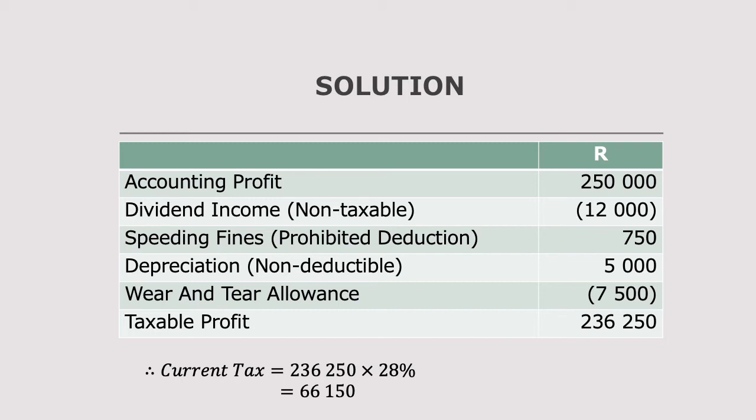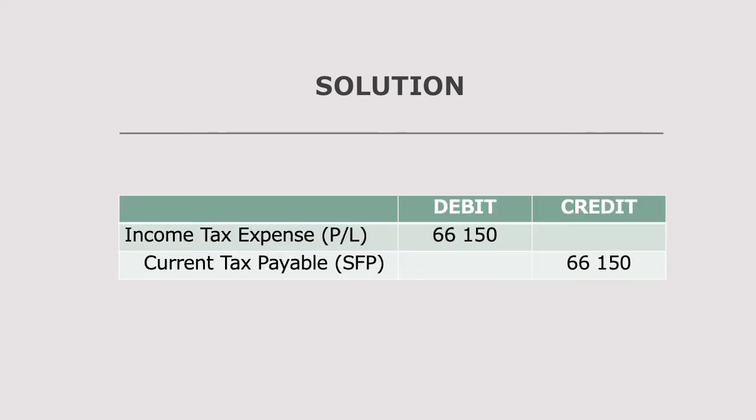How do I get current tax? Well, I take my taxable income and I multiply it by the applicable tax rate. So we take our taxable income of 236,250 Rand and we multiply it by the company tax rate of 28%. That then gives us current tax of 66,150 Rand.